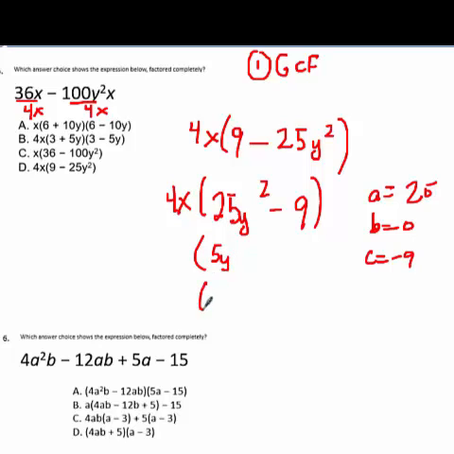Well, that's 5y, and then factors of 9, 3 and 3. And we know we want to make them 0, so that would give me 15, 15, and then 1 plus, 1 minus. So I've got the 4x, 5y plus 3, 5y minus 3. And there we go. Answer choice is B.